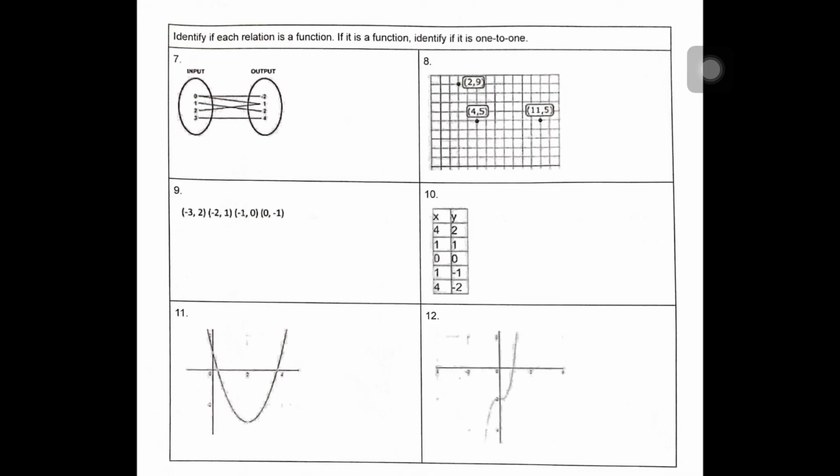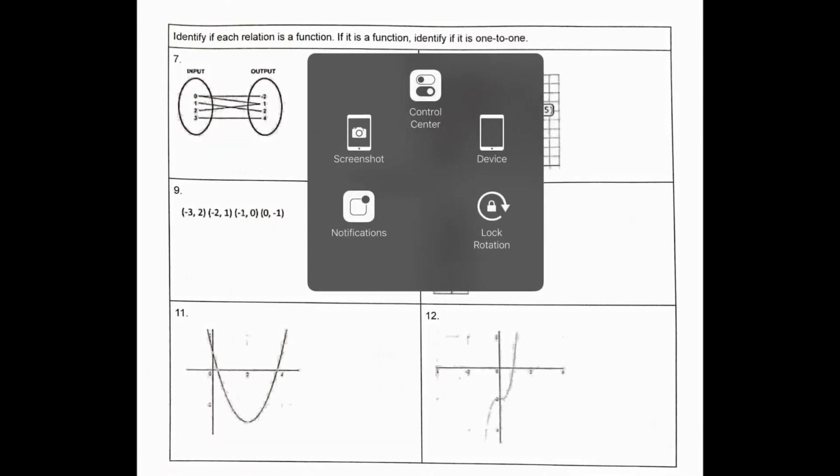So focus on what you need to work on the most to be successful, so that your test will go as well as possible.